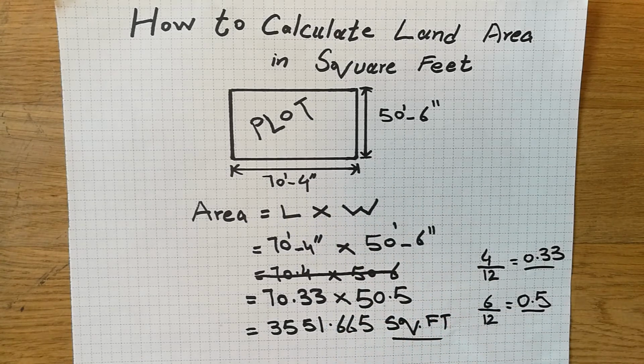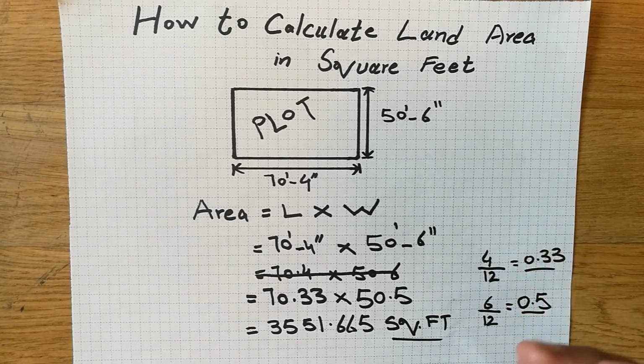Okay guys, and the only tricky part that I already showed you is this, which is 70 feet and 4 inches and 50 feet and 6 inches. First you have to convert the inch part into feet. Always convert the inch part into feet, because the other part is in feet. So I converted the inch part into feet, then I put the values over here and multiplied, and I got my answer, which is correct, which is 3551.665 square feet guys. So guys, this is how you calculate the land area in square feet.